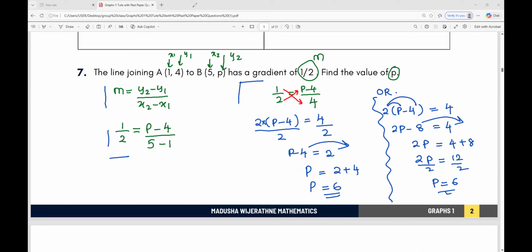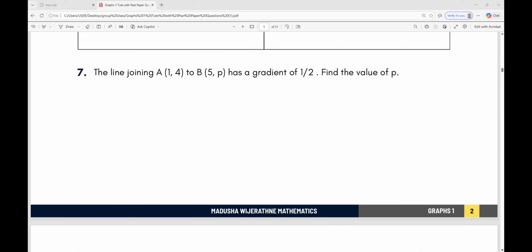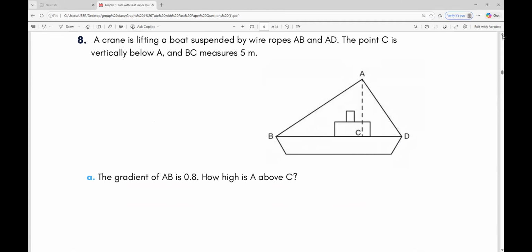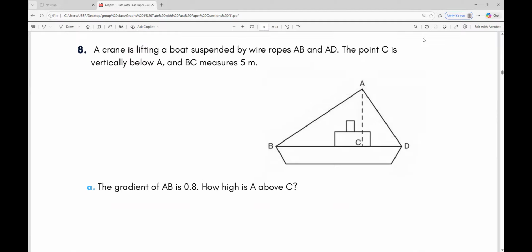Okay, we'll go to next one. So graph lesson is not only important to draw the graphs. So these are the applications of graph lesson. So graph means it's like a path. Path of something is straight line.